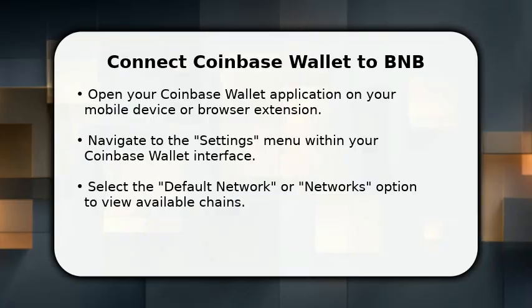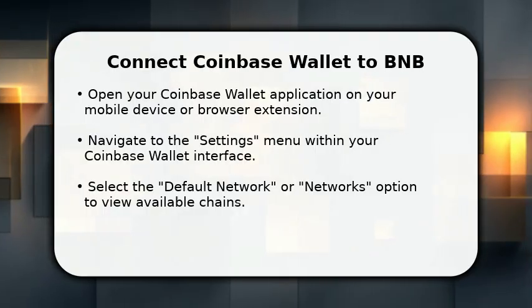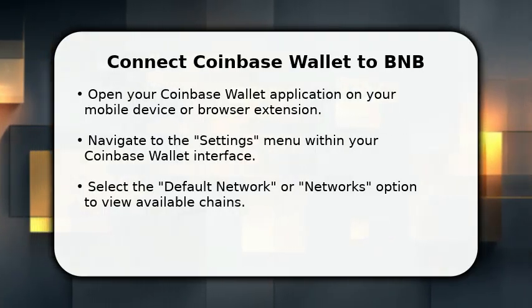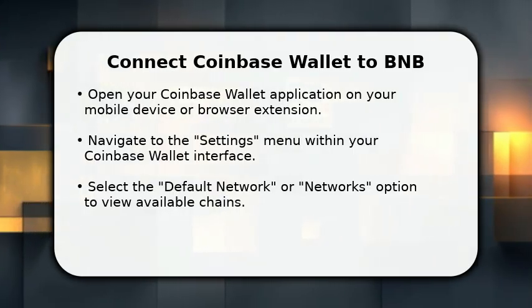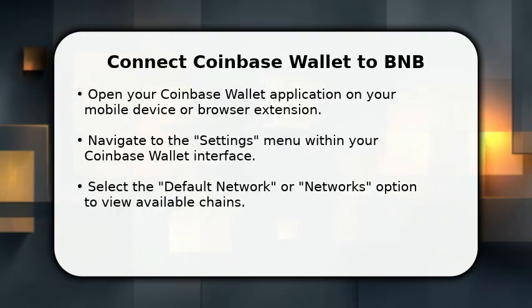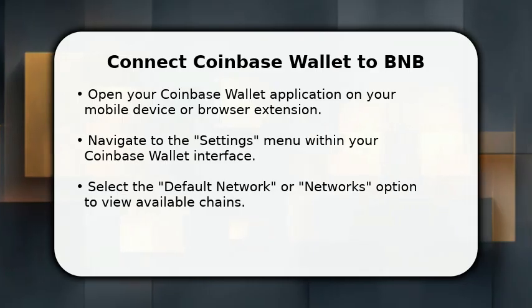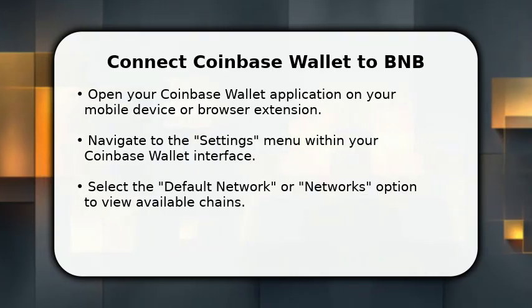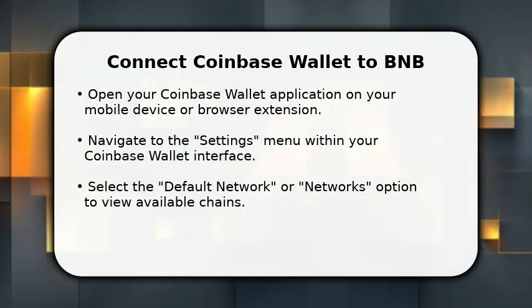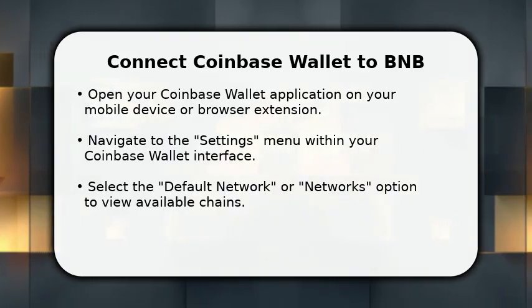Enjoy the video. In this video, I will explain how to connect your Coinbase wallet to the BNB Smart Chain. First, open your Coinbase wallet application, either on your phone or as a browser extension. Once open, locate and tap on the settings icon, usually found in the bottom right corner. From there, you will need to find the default network or networks option to begin adding a new blockchain. This initial step is crucial for setting up your wallet correctly.